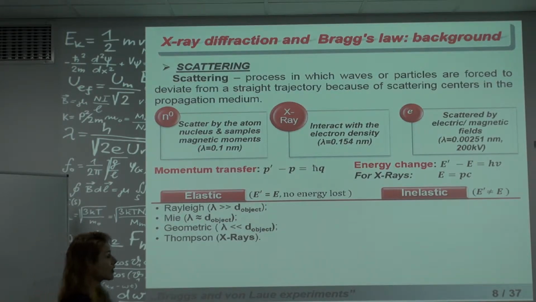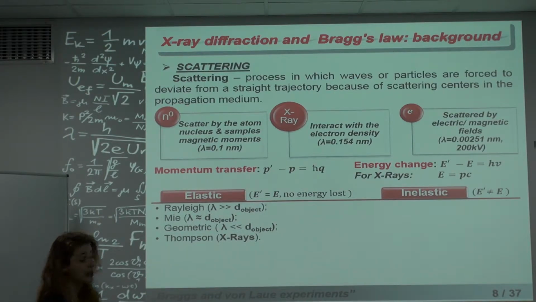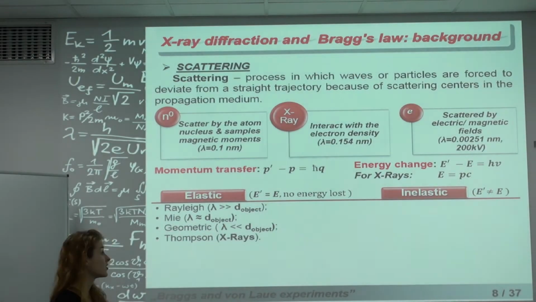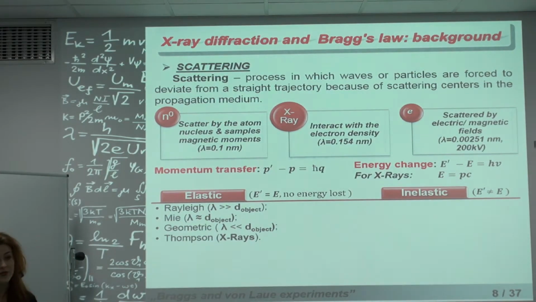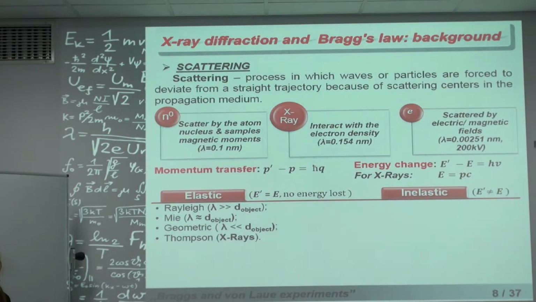We all know that there is a law of energy conservation, but it depends on whether there is energy loss, as in the case of inelastic scattering, or no energy loss, so E prime, the energy after the hit, is the same as the energy before the hit. Well, there is never real energy loss, it is simply transferred to the medium, but generally.